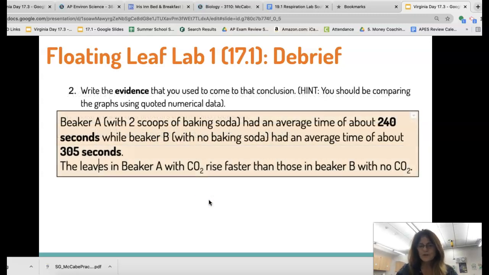We are always looking for you to use numerical data, which means numbers. So beaker A, which had 2 scoops of baking soda, had an average time of about 240 seconds, while beaker B, with no baking soda added, had an average time of about 305 seconds. And then here's my trend statement. The leaves in beaker A with carbon dioxide rise faster than those in beaker B with no carbon dioxide.